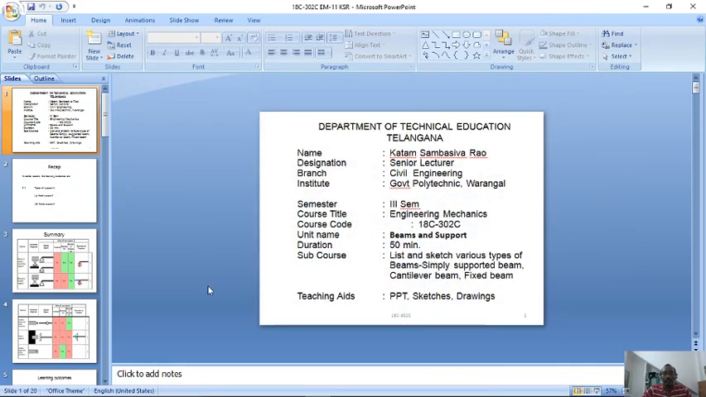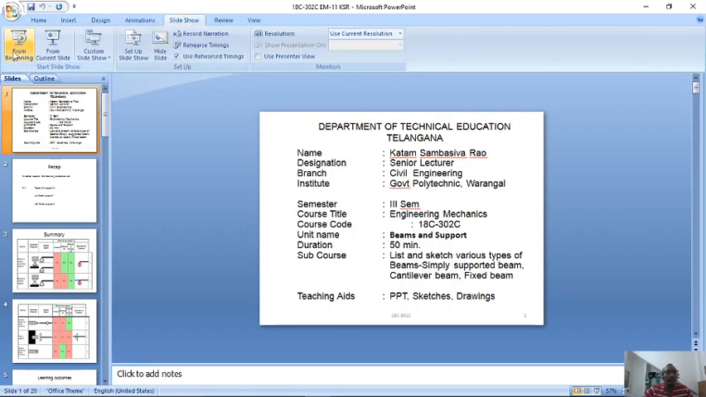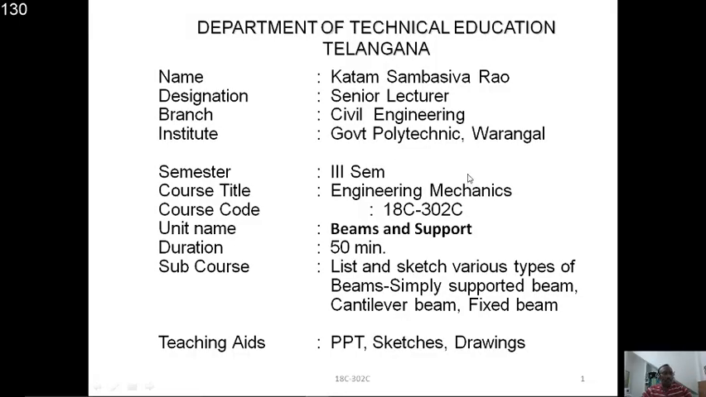Dear students, today in this session we are going to learn about the types of beams and a little explanation about a few types of beams.